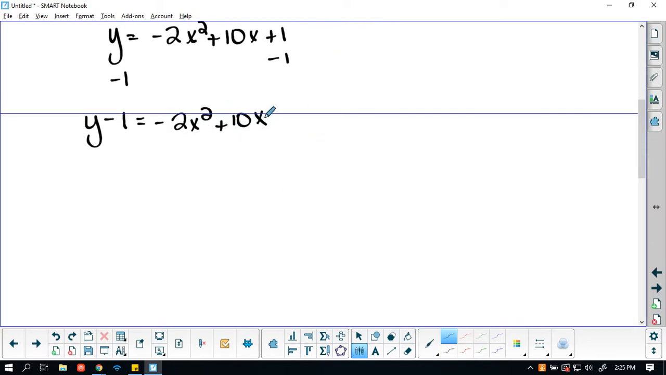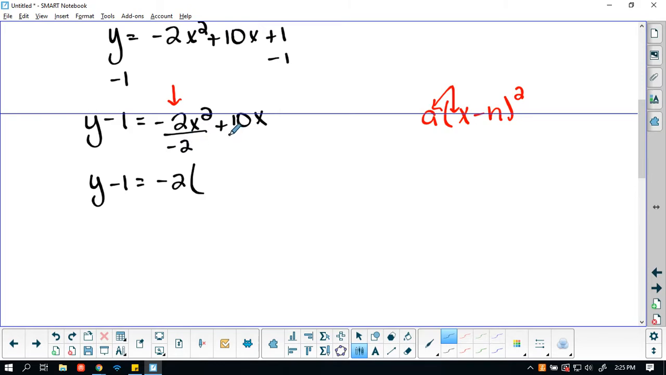The next thing I'm going to do, if you notice in the vertex form, we have this a and then (x minus h) squared. And my x here does not have a coefficient. The coefficient is now on the outside. So I'm going to pull out the greatest common factor of my leading coefficient. It might make this number a fraction or a decimal, but we get this into the format that it needs to be in. So this is y minus 1 equals negative 2. I'm pulling that out, so I'm going to do negative 2, divide each term, and I get x squared minus 5x.